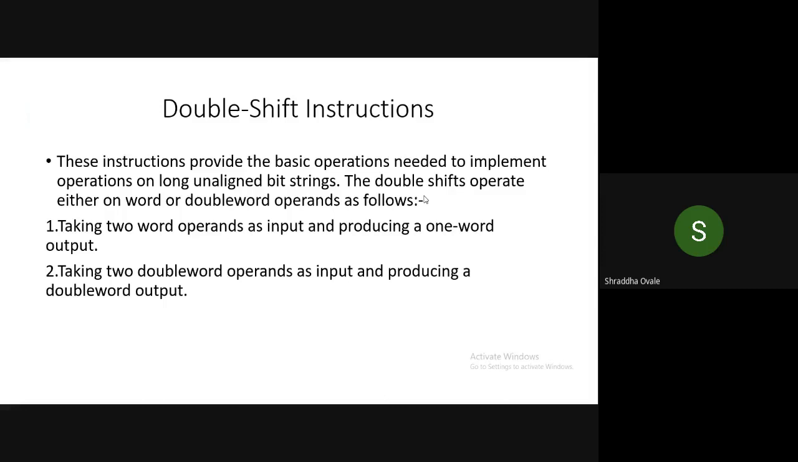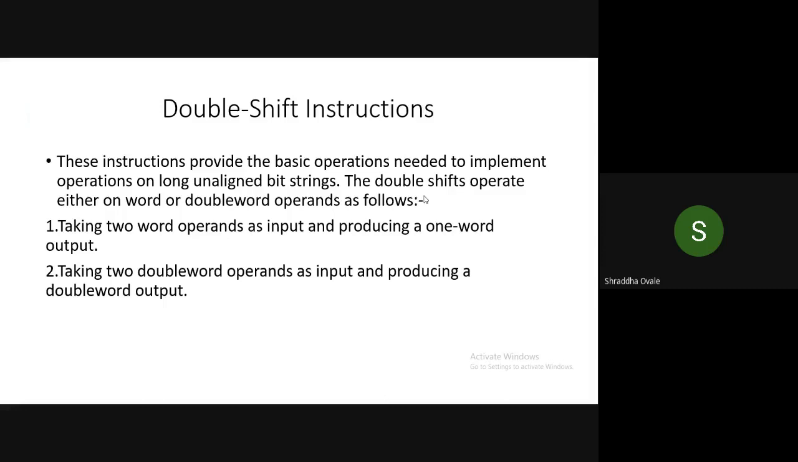Then the double shift operates either on a word or a double word, as follows. It operates on these operands in two manners. What are these two manners? First, taking two word operands as input and producing a one word output. Means there are two word operands as input and they produce only one word as output. That means input is 2, output is 1.